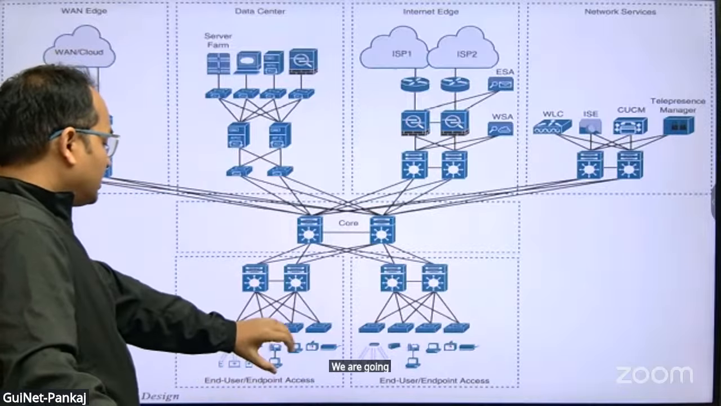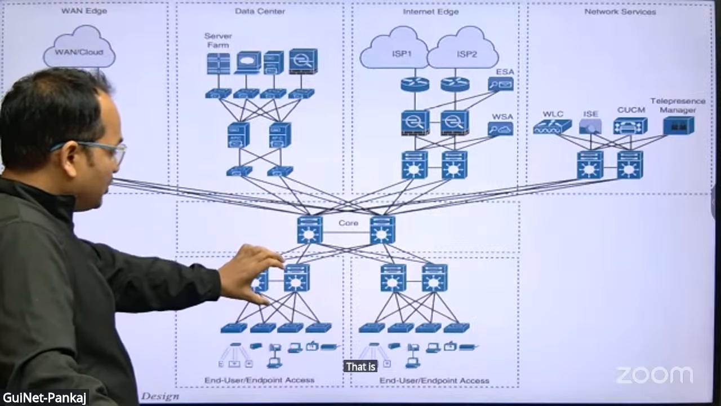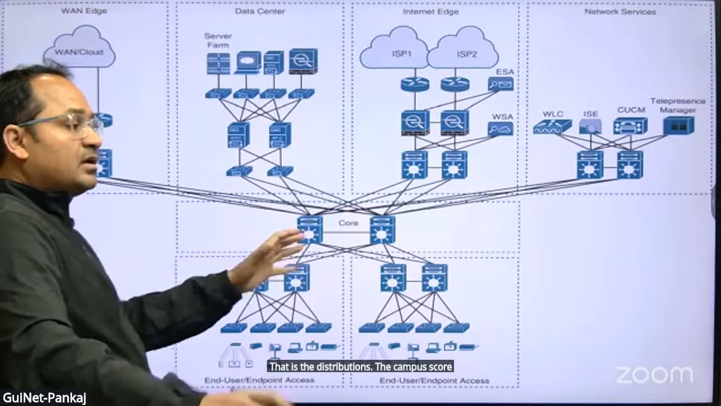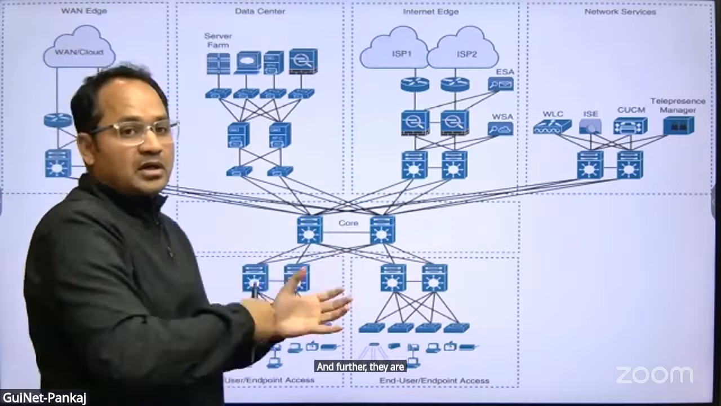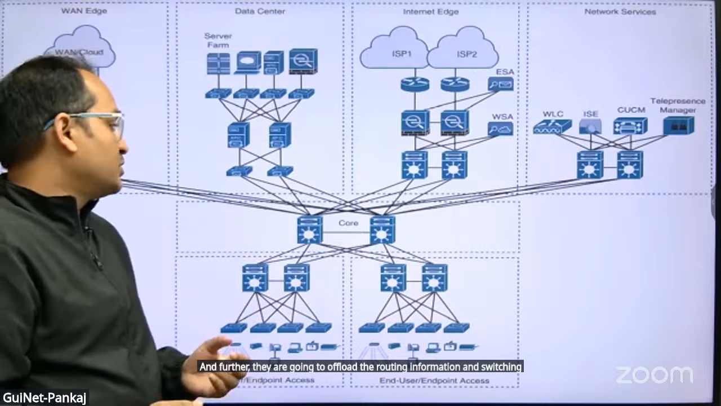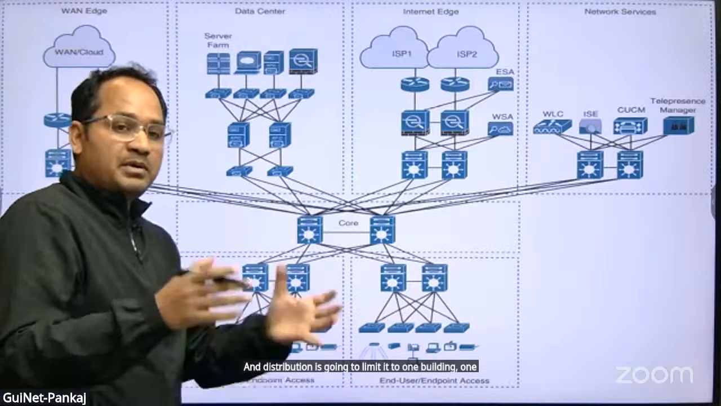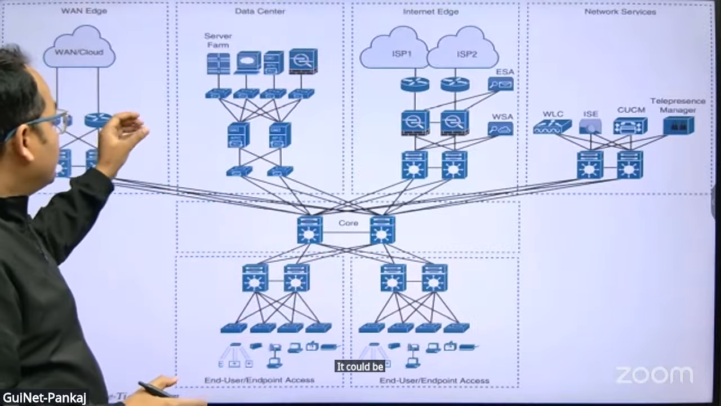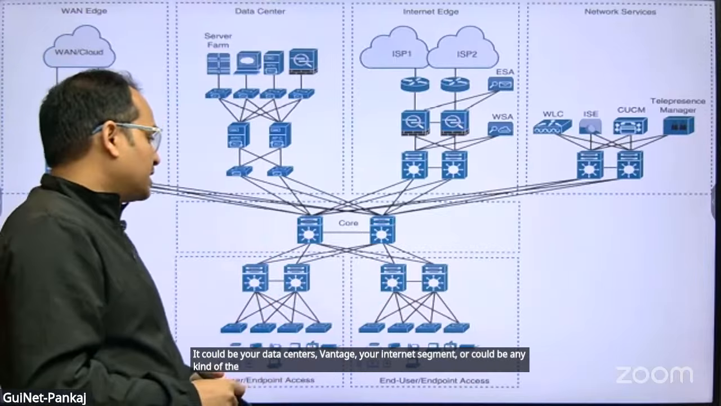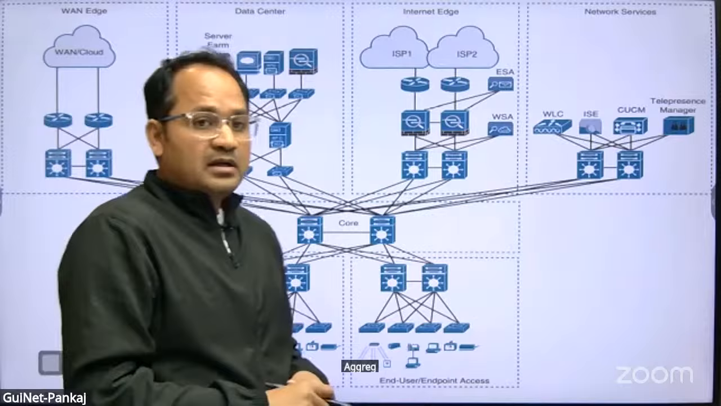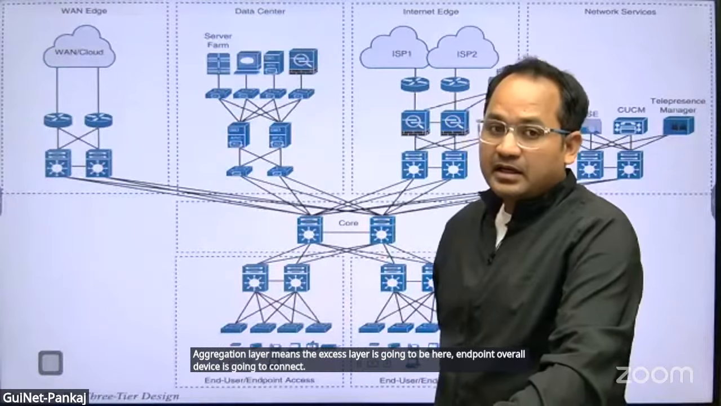So in a 3-layer architecture, what is the 3-tier architecture? We are going to use the campus core, right? This is the campus core, and those are the distributions. The campus core acts as the aggregation of the different connectivity, and further it offloads the routing and switching information, whatever is needed. Distribution limits it to one building, one department, one particular segment. It could be your data centers, WAN edge, your internet segment, or any kind of LAN building connectivity. And finally, the access layer is your endpoint where all devices connect. Makes sense?